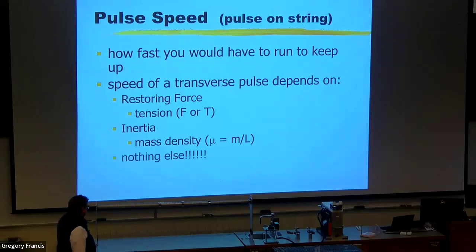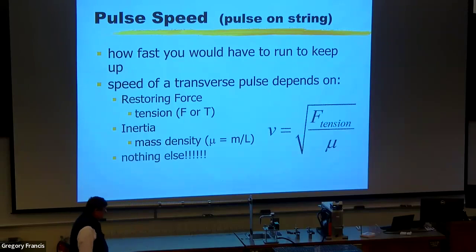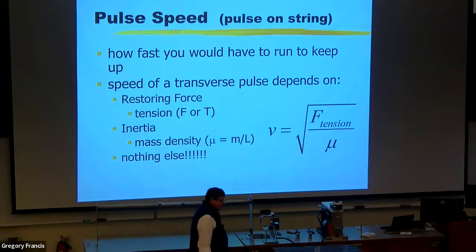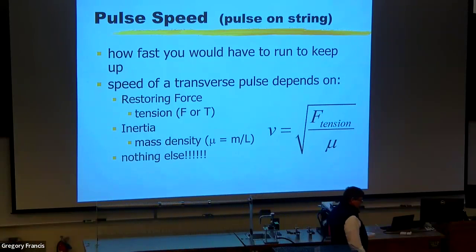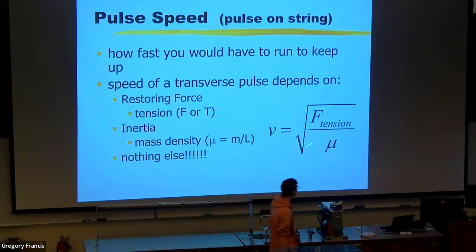Now, the formula for speed, and this is something that will be on the front page of your exam, really, and it's something that you'll be using in your homework that's due on Tuesday. You just take the square root of the tension divided by the mass density.